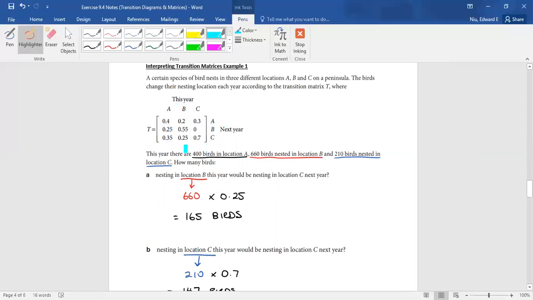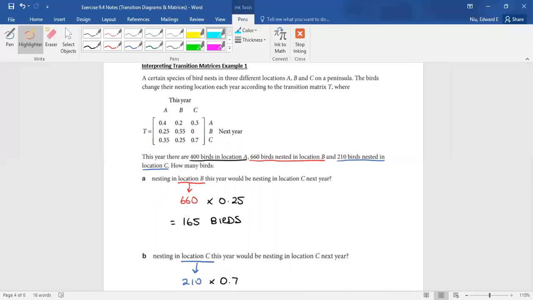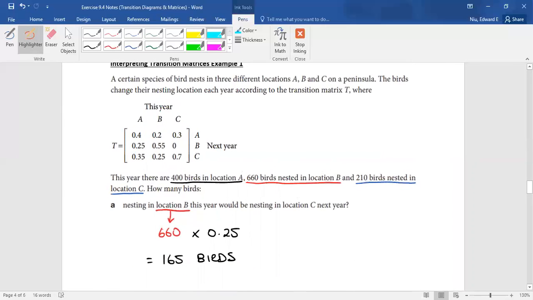You can do that for B, you can do that for C, but I'm not going to waste too much of your time. So let's jump into the examples. It's really important here that we start underlining. We've got some more detail here. It says this year there are 400 birds in location A, which we've underlined in black, 660 birds nested in location B, and 210 birds nested in location C. How many birds nesting in location B this year would be nesting in location C next year?